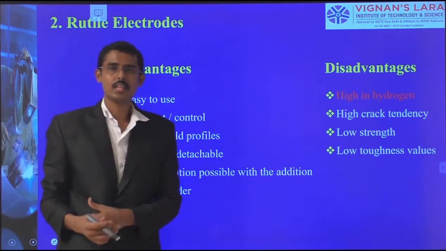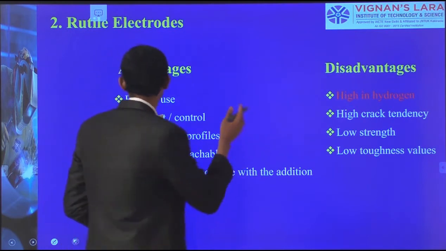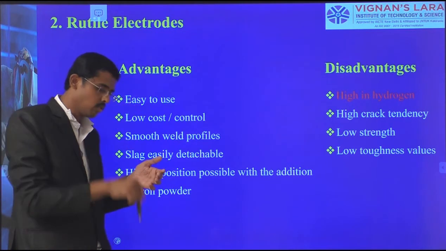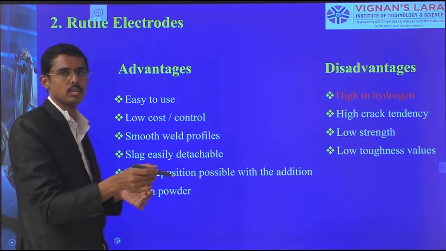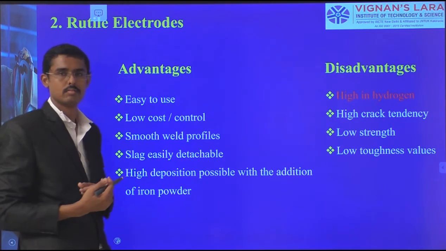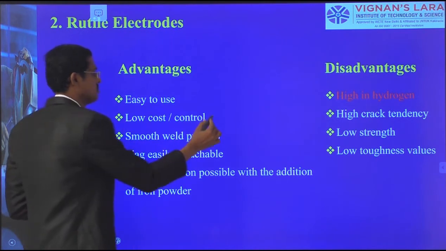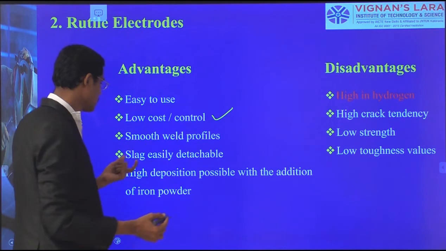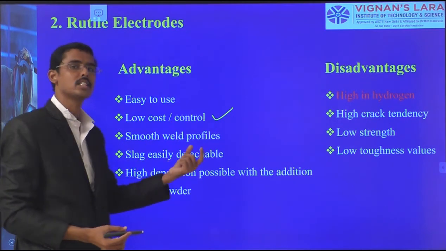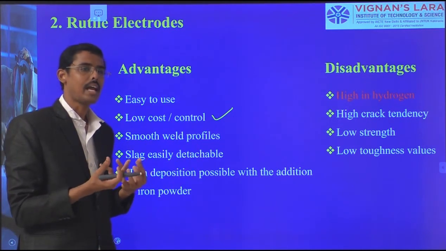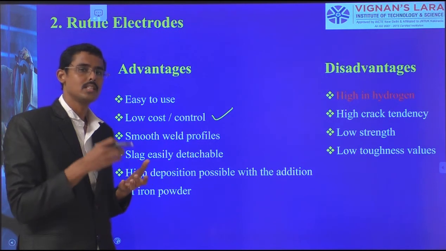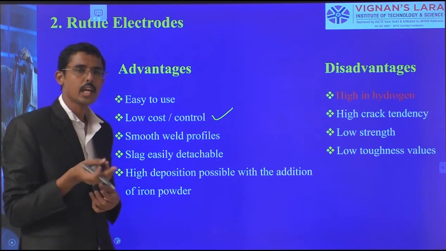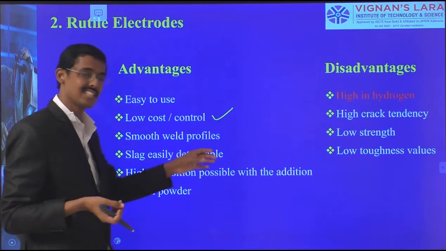The advantages and disadvantages, what happens? See, easy to use first, general purpose, easy to use. Overhead also we can use, downward also, vertical also, horizontal also. It is all purpose, easy to use, low cost, and we are getting smooth weld profiles. Slag is easily detachable. Some slags, due to the warmer condition, will be mixed over the weld pool and cannot be removed, so that is easy here.